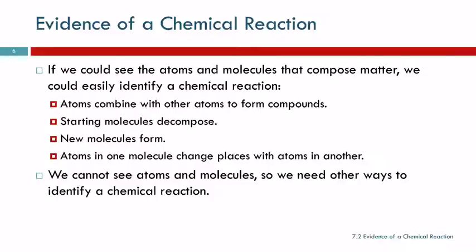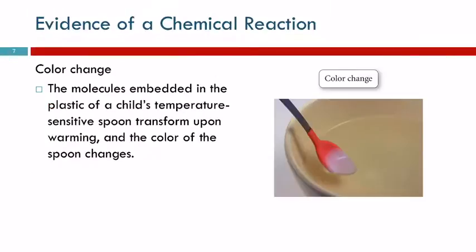In a chemical reaction, if we were able to look in, we'd see that atoms are combining with other atoms to form compounds. Whatever starting molecules you have present get taken apart and new ones form. The atoms in one molecule are just changing places with atoms in another molecule. No atoms are harmed in a chemical reaction. But we can't do that, so we have to look at other evidences.